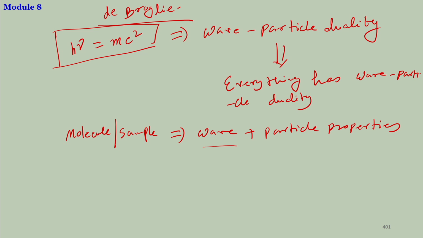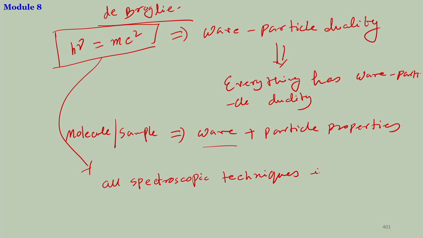Similarly, on the other hand, if you consider the particle nature of the radiation and the particle nature of the molecule, then the particle can interact as well. So, that explains spectroscopy, and from here spectroscopy was actually developed, that radiation can interact with matter. So, basically all spectroscopic techniques are based on this theory.